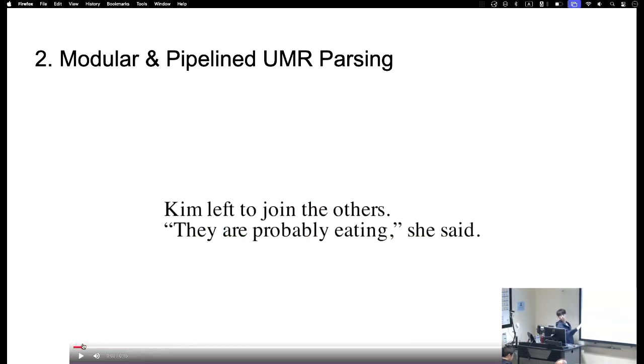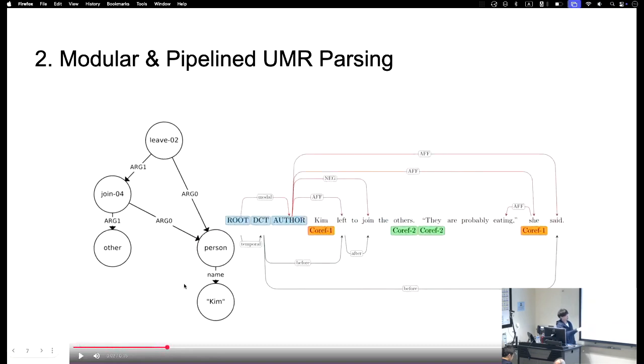For visualization purposes, I'm going to focus on the first sentence. Let's see it being parsed on the left-hand side into a corresponding AMR graph. This is not UMR yet, this is an AMR graph, and I just used an off-the-shelf AMR parser to get this for this sentence. But remember, we had a document of two sentences. This is only for the first sentence.